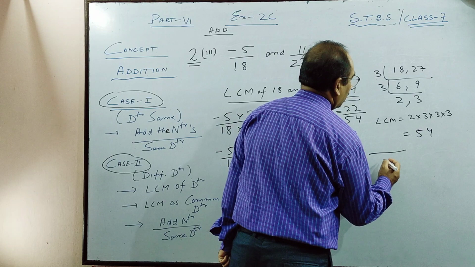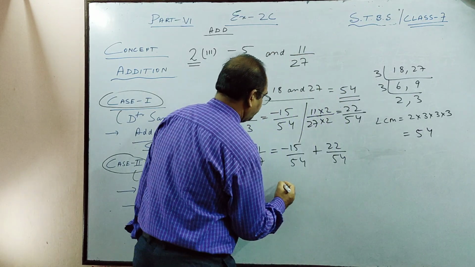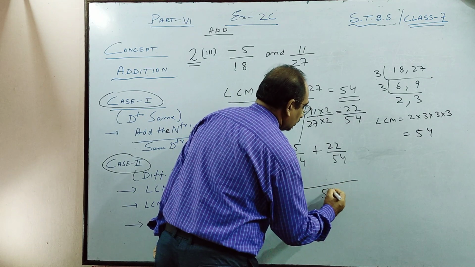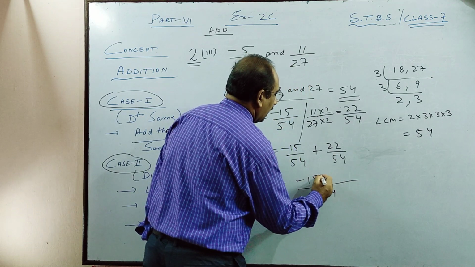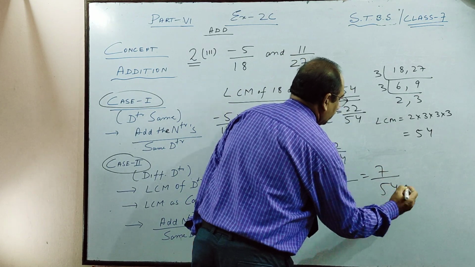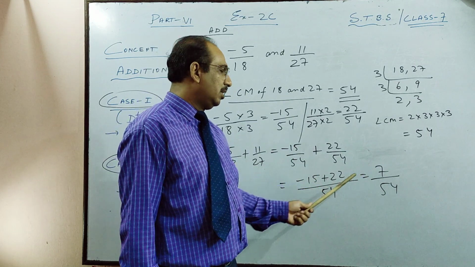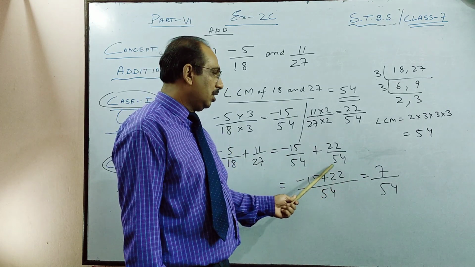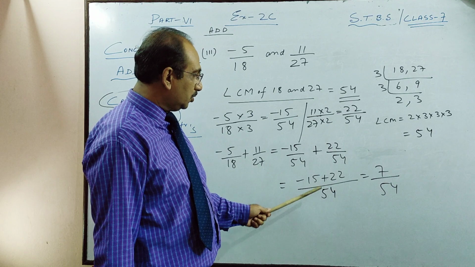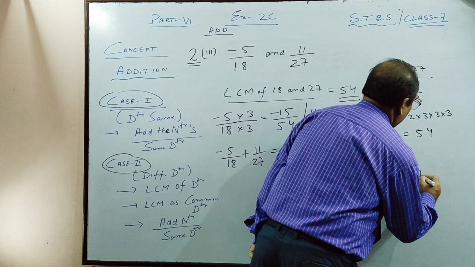So what did we learn here is, take the common denominator, add the numerators. So when you add the numerators, 22 minus 15 is 7. Subtract the smaller from the larger, put the sign of the larger. So minus 7 by 54 is your answer.